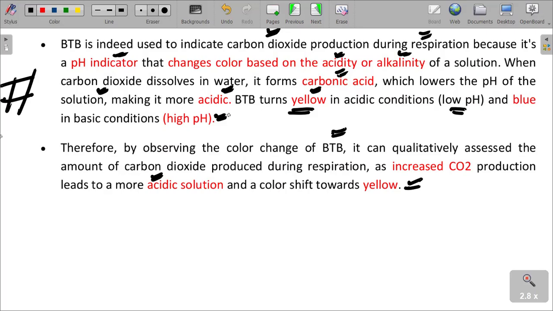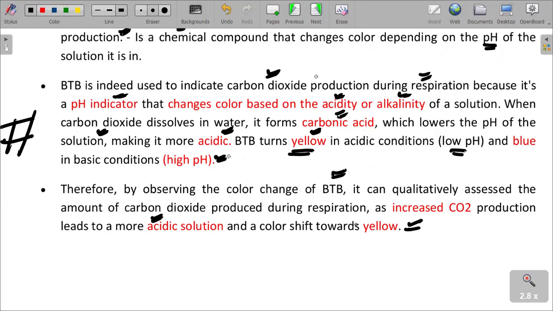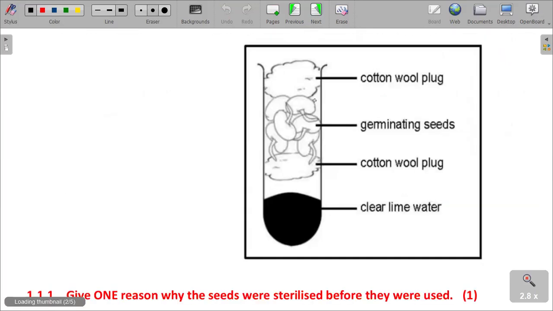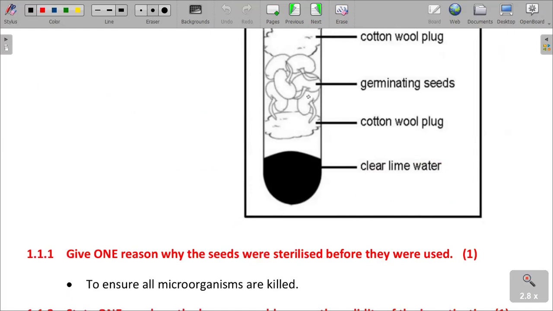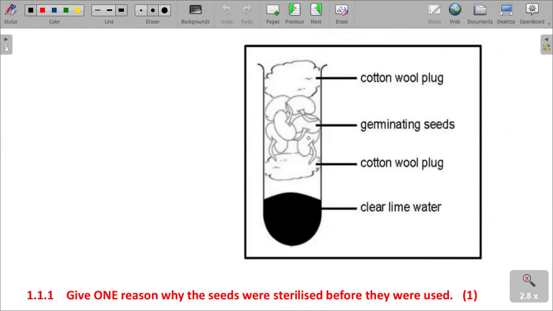So we can qualitatively assess the amount of carbon dioxide produced during cellular respiration, because the increase in carbon dioxide production causes the solution to become acidic, which is noted by the color changes that we are talking about. That is one thing that you should understand. I am having this just to comprehensively conclude on carbon dioxide production during cellular respiration.